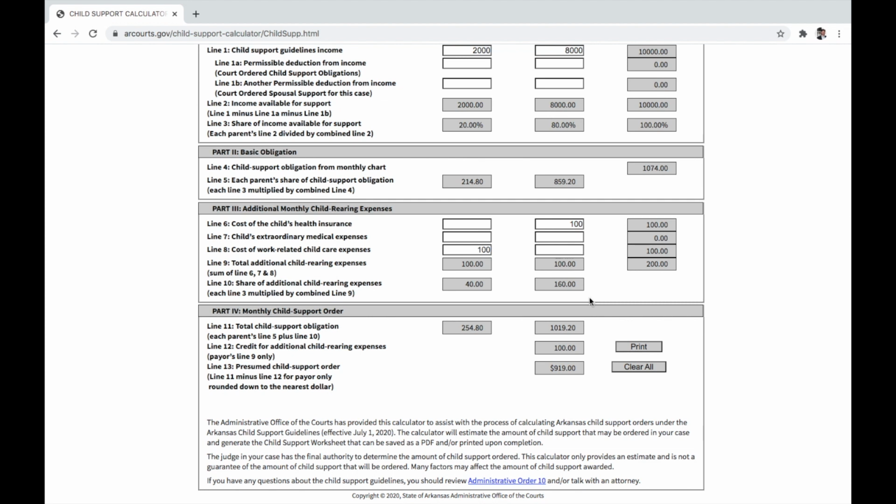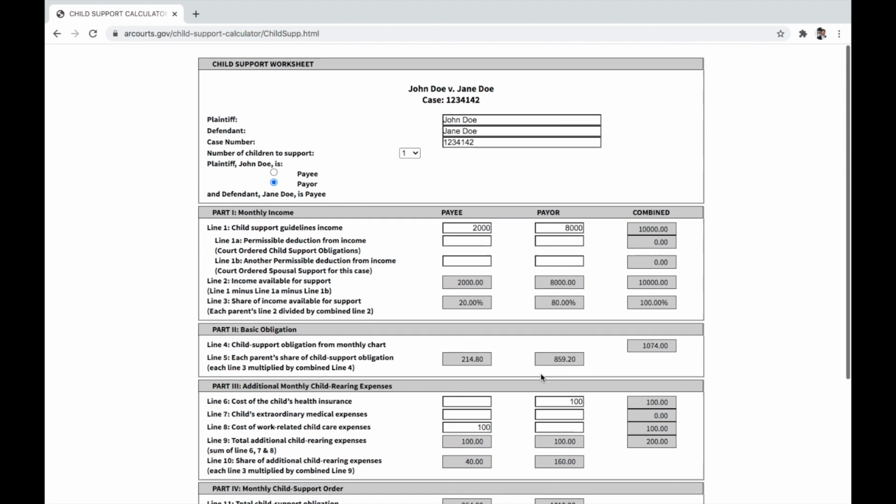To calculate John's final amount, you will add $160, his total share of the additional expenses, to his initial base amount from part 2. Then you'll subtract the $100 credit for the payment that he is already making towards that obligation through the health insurance payment. Then you will round the final amount down to the nearest dollar, and there you will have the presumptive monthly child support amount. This child support calculator can be found on the arkansascourts.gov website.